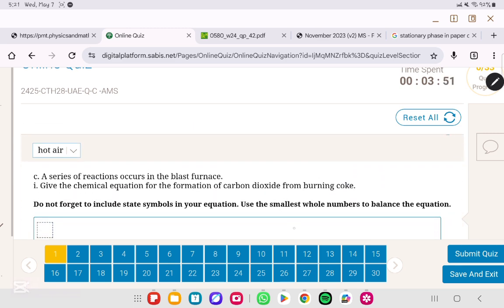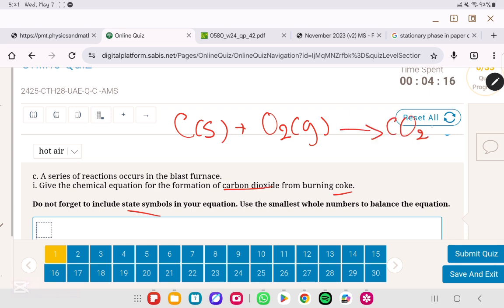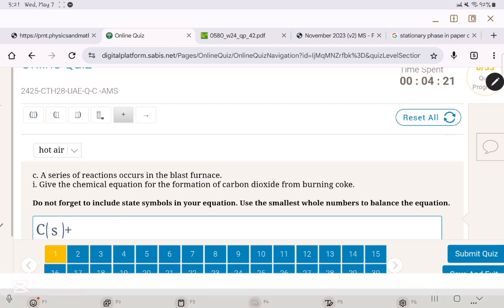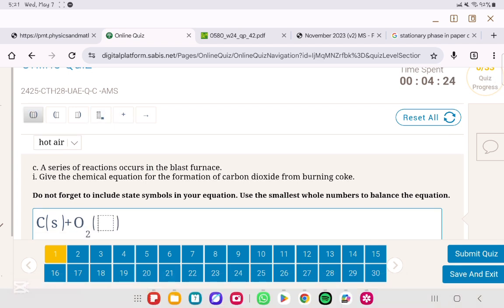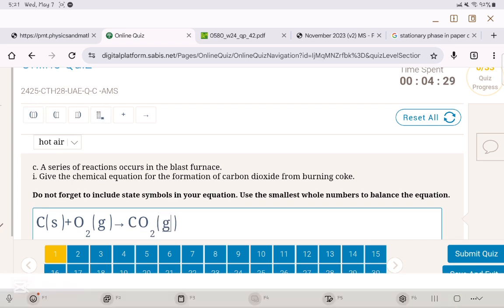Okay, so now a series of reactions occurs in the blast furnace. Give the chemical equation for the formation of carbon dioxide from burning coke. Very simply, you need to include state symbols and everything. Coke is pure carbon, so it's carbon solid. It will be oxidized, it will undergo combustion, so plus O2 gas, and it will form carbon dioxide, which is CO2 gas. So very simply, C solid plus O2 gas is going to form CO2 gas.